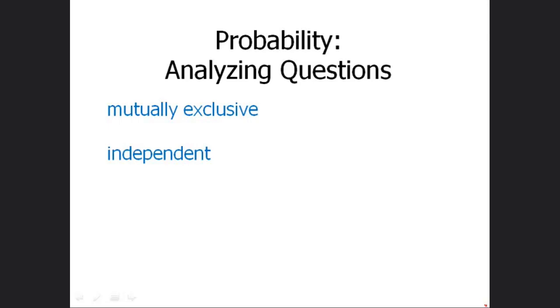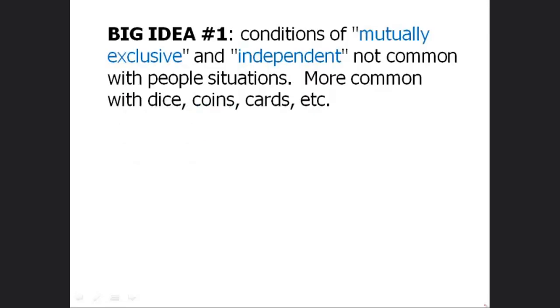Now, a few considerations about these. First of all, the conditions of mutually exclusive and independent are not common with people situations. They're more common with dice, coins, cards, etc. What do I mean by that? Well, if you think of the categories into which we put people, we can categorize people by their religion, by their political party, by their race, by their gender, and so on. These are big, messy categories. We can't really say that any one category is mutually exclusive with any other. We can't say that any one category is independent of any other.